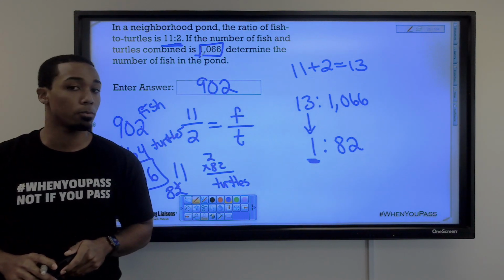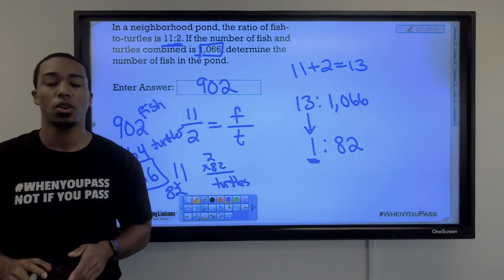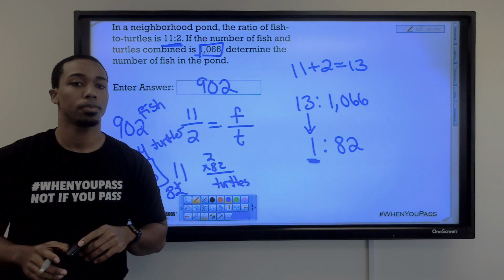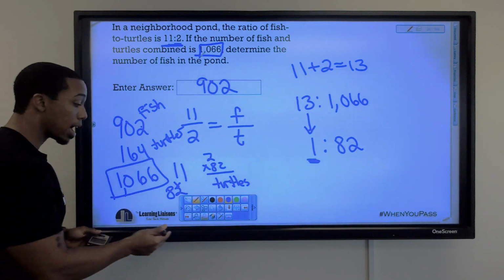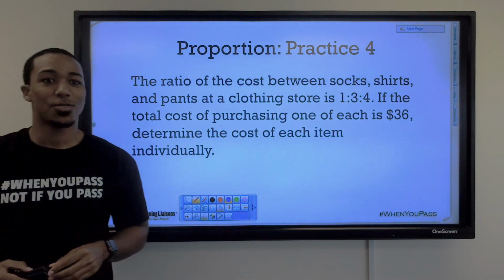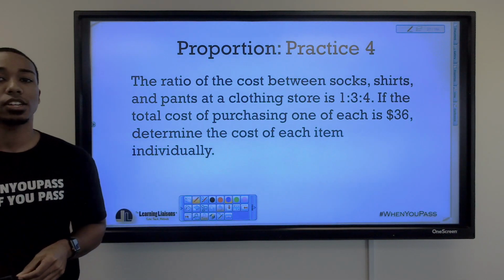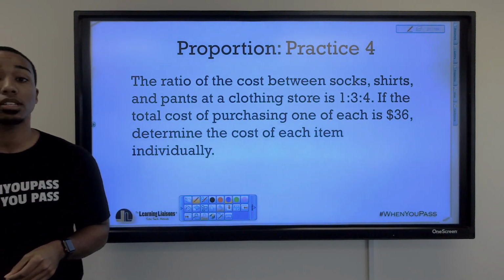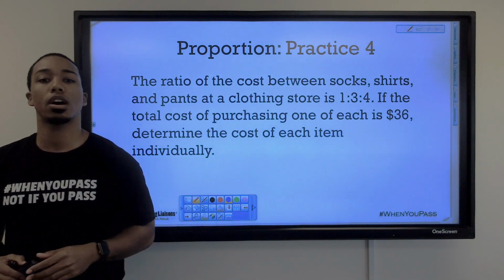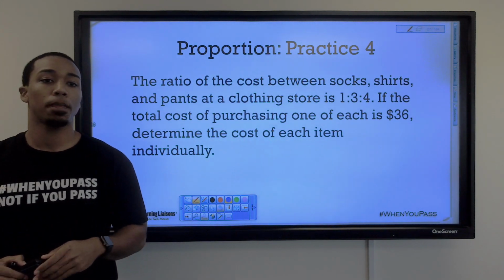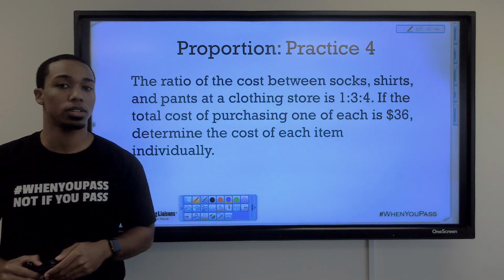And these are one of the more difficult problems you'll deal with proportions, where they give you the parts and they ask you to compare it to the whole. So hopefully we got a lot out of this lesson today, guys, because we have one more practice problem to go. The ratio of the cost between socks, shirts, and pants at a clothing store is 1 to 3 to 4. If the total cost of purchasing one of each is $36, determine the cost of each item individually.